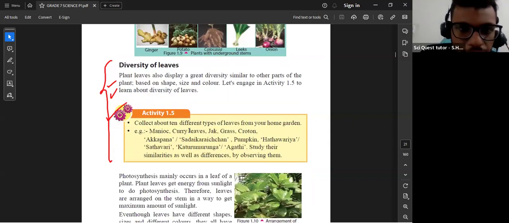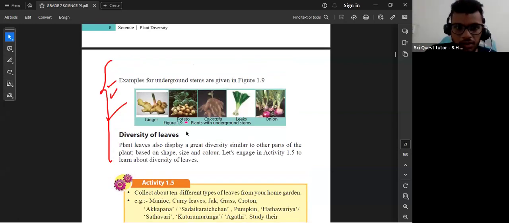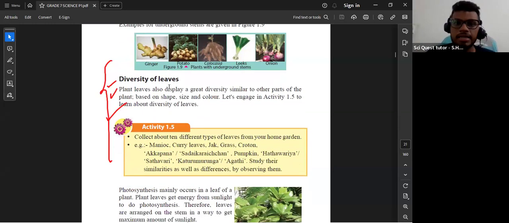Okay, right. So you can see here, these are the different types of diversity of the stem. Stems can be weak. Very strong stems are there. Tall stems are there. And stems with a thicker bark are also there. So that is the diversity of the stems. Now let's learn about diversity of the leaves. Diversity means different types of leaves are present in the environment. Let's look at what are the various shapes, what is the importance of a leaf, and what are the parts of a leaf.